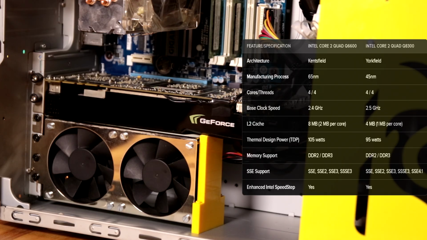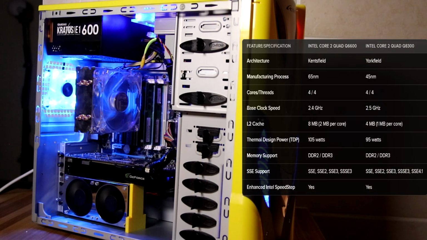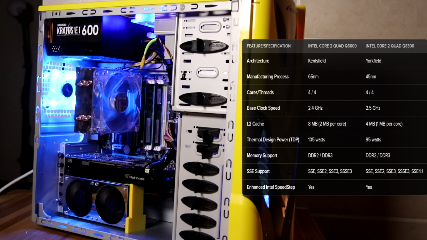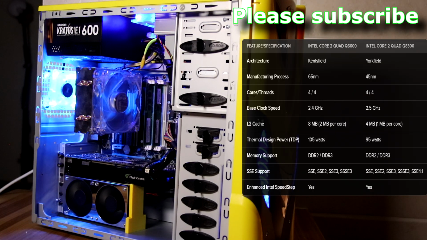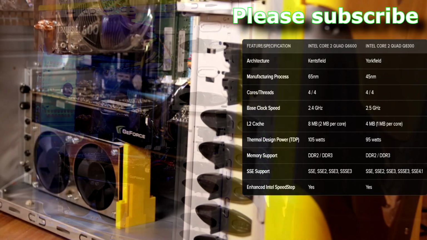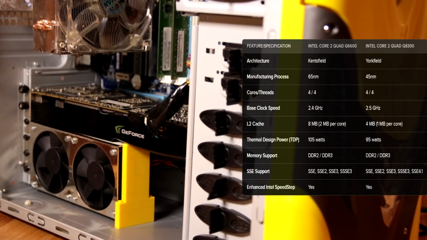The Q8300 has a slight bump in its base core clock of 2.5 GHz versus the 2.4 GHz of the Q6600. The Q6600 though does have a larger L2 cache. It's actually double the size. It's 2 meg per core, so a total of 8 megs of L2 cache, versus the Q8300, which only has 4 megs of L2 cache, so that's 1 meg per core.